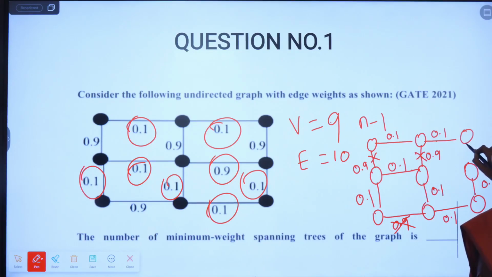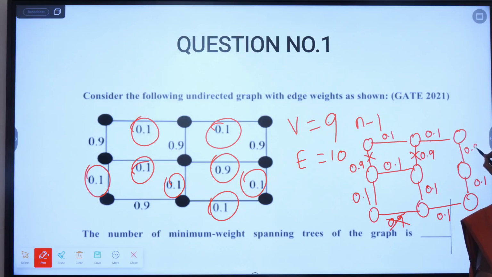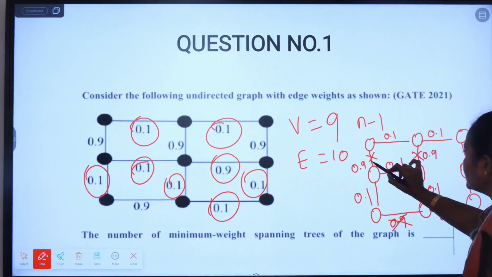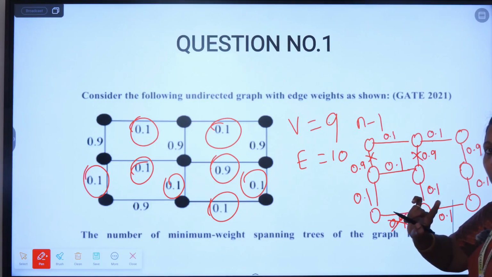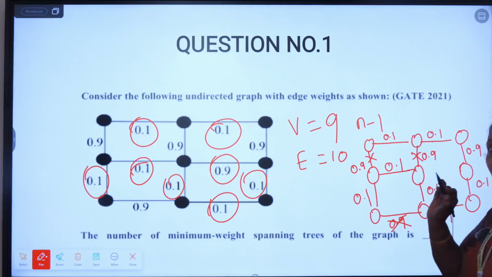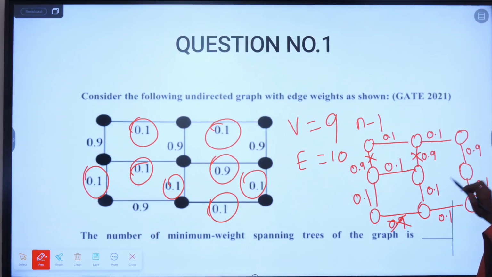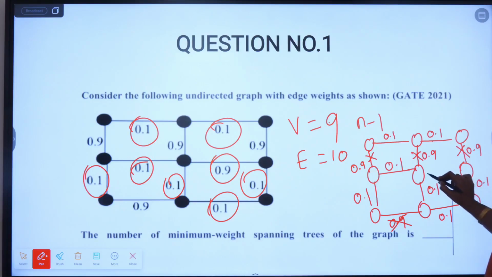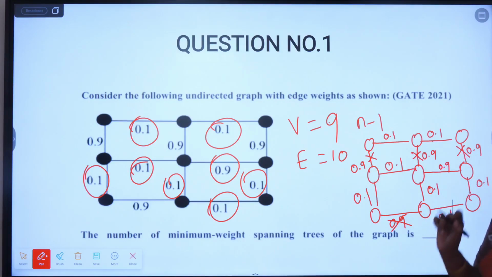Next, what you can consider is this. If you are considering this one, this is also not a closed cycle. So how many minimum spanning trees? If you are considering this one, you will have one minimum spanning tree. If you are considering this one, you will have one minimum spanning tree, that is the second one. If you are considering this edge, you will have a third one. Okay, and then if you are considering this one, this 9 means this will be a closed one. So you should not consider this one.